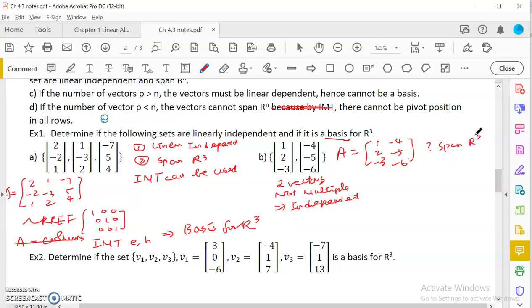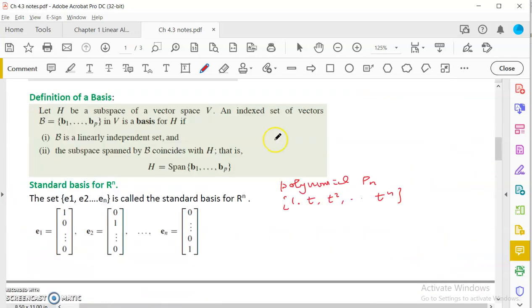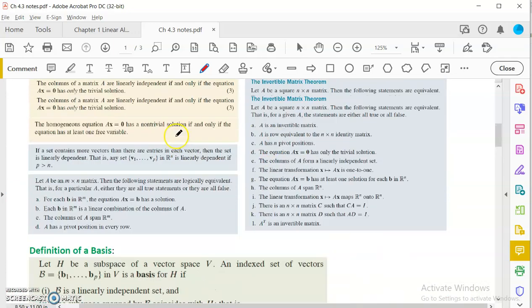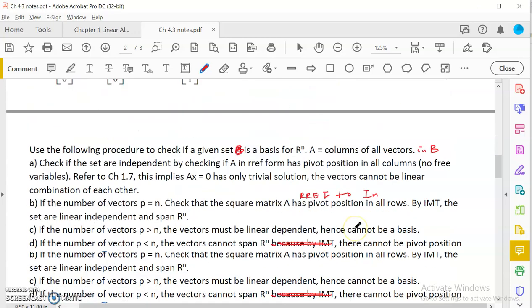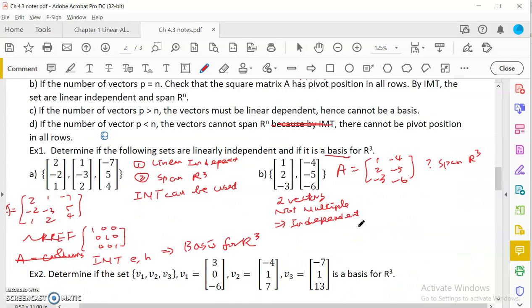Now, whether it will span R3, we would look at Theorem 4, which is very important in chapter 1. Theorem 4 says: let A be an m times n matrix. In our case, it's a 3 times 2 matrix, and we want to know if it spans R3. It does only if A has a pivot position in every row. It's not possible, because our number of columns is 2, which is less than 3 rows.